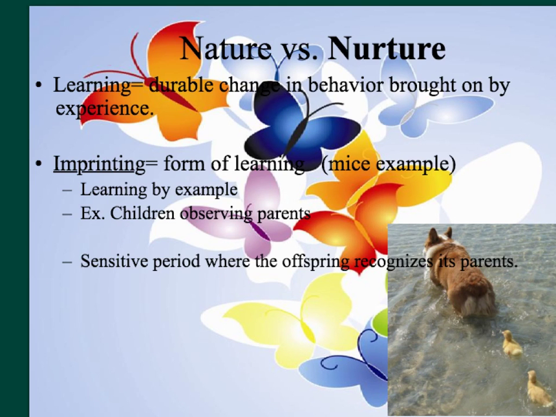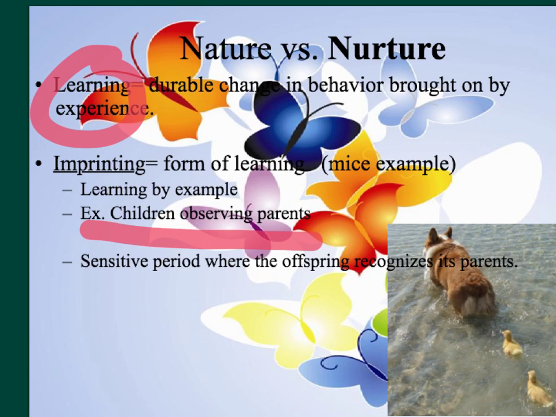So nature versus nurture. Learning. What is the definition of learning? We talk about learning as a durable change in behavior brought on by some experience. Now, imprinting is a form of learning, and that's kind of like that whole idea of do as I say, not as I do, although we know that actions speak so much louder than words. And when we observe, especially children with parents, it is a much higher likelihood that children will smoke if they are brought up by parents who also smoke cigarettes.